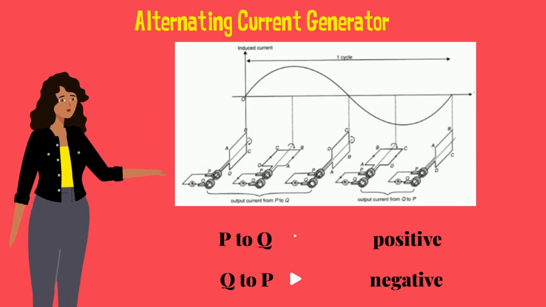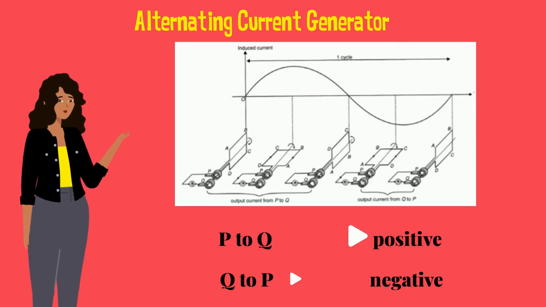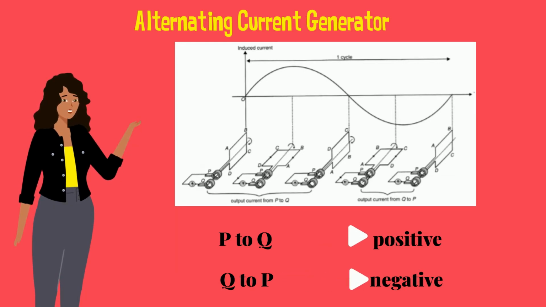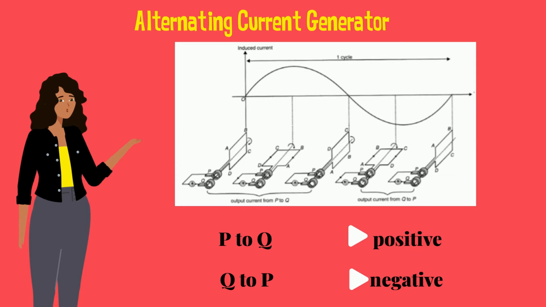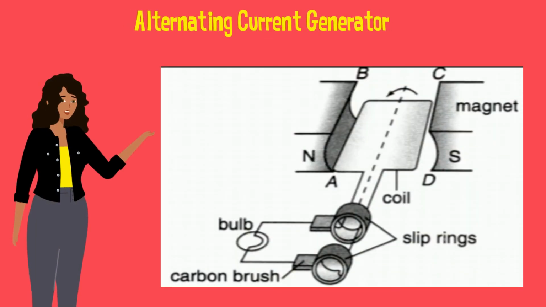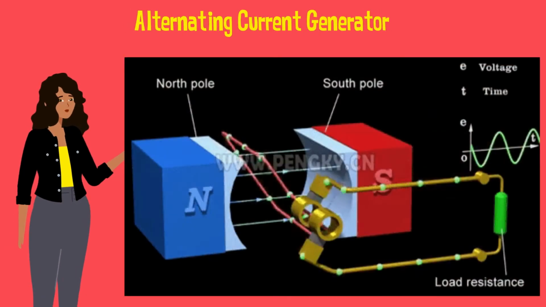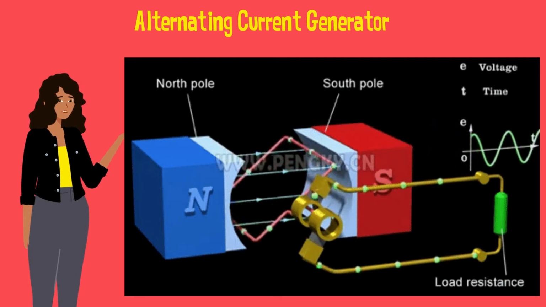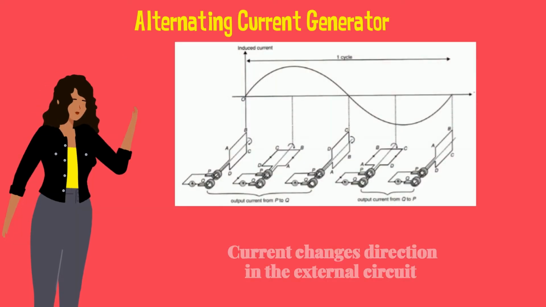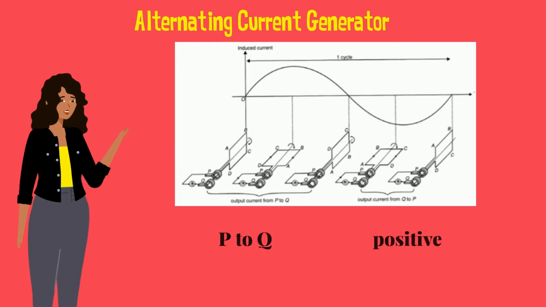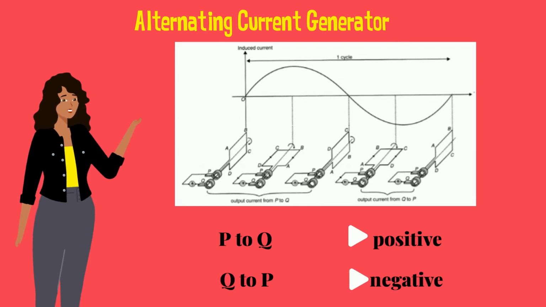Based on the diagram above, the output current generated is an alternating current because the current changes direction in the external circuit. If we assume the current flow from P to Q is positive and the current flow from Q to P is negative, therefore the current changes in magnitude and direction after every half rotation.